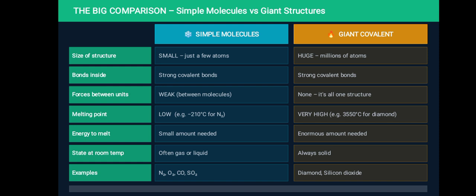Next is the melting point. Simple molecules have a low melting point, while giant structures have high melting points. Energy to melt: simple molecules need a small amount of energy, while giant structures need an enormous amount of energy to melt, as their melting point is very high. In which state are they present at room temperature? Simple molecules are often gases or liquids, while giant covalent structures are always very hard solids.